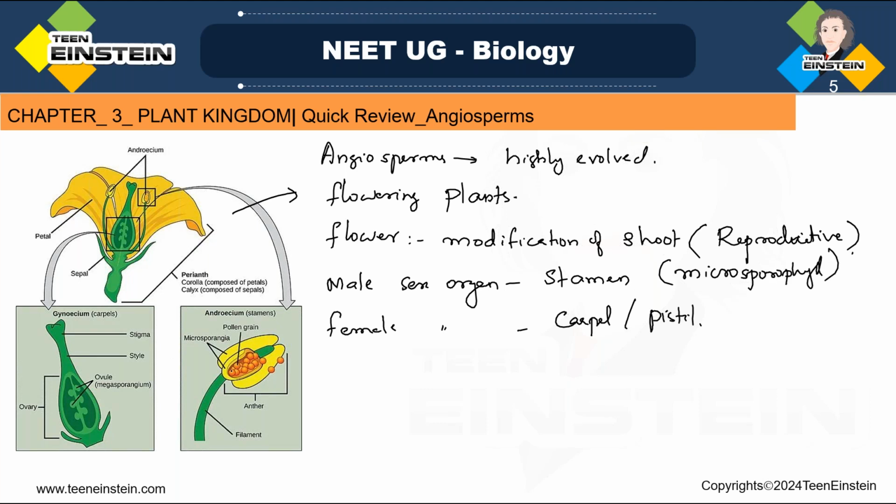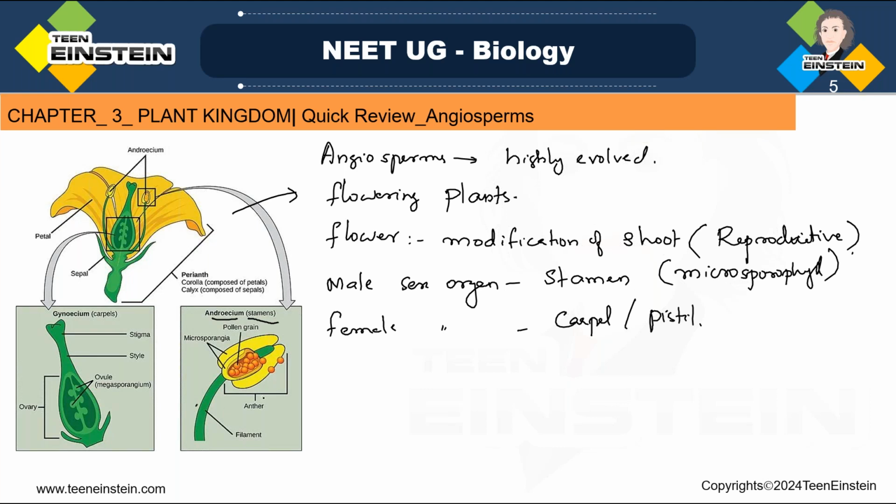See here, you can see this is the stamen. Stamen or androecium, the male sex organ. In a flower you can see the androecium, the male sex organ, and the female sex organ, that is the gynoecium. Here you can see this is one stamen. Here we are making it in the enlarged form.